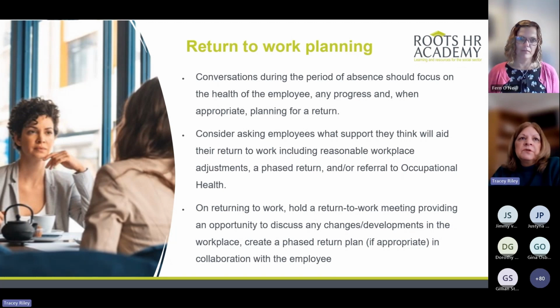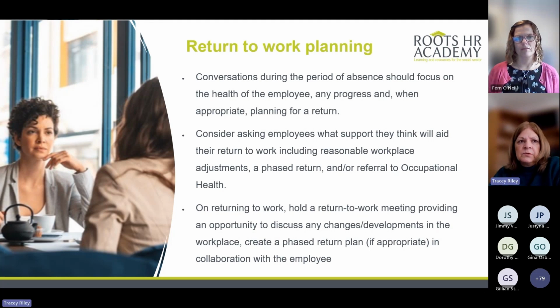A little bit more about return to work planning. So really focus on the health of the employee and any progress in their condition, and when appropriate, start planning for that return. So it's very important that you involve the individual in that phased return. Consider asking those individuals what support they think they might need in terms of reasonable work adjustments. You might have some of those from the occupational health report anyway, but please talk to the individual and see what things they think might also help them.